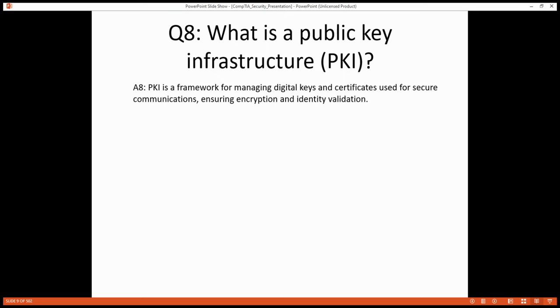Q8. What is a public key infrastructure, PKI? A8. PKI is a framework for managing digital keys and certificates used for secure communications, ensuring encryption and identity validation.